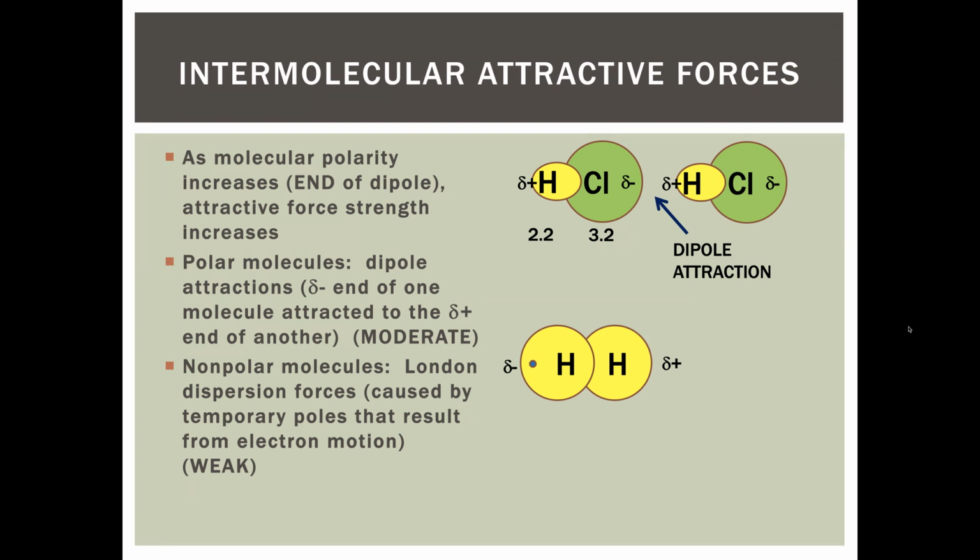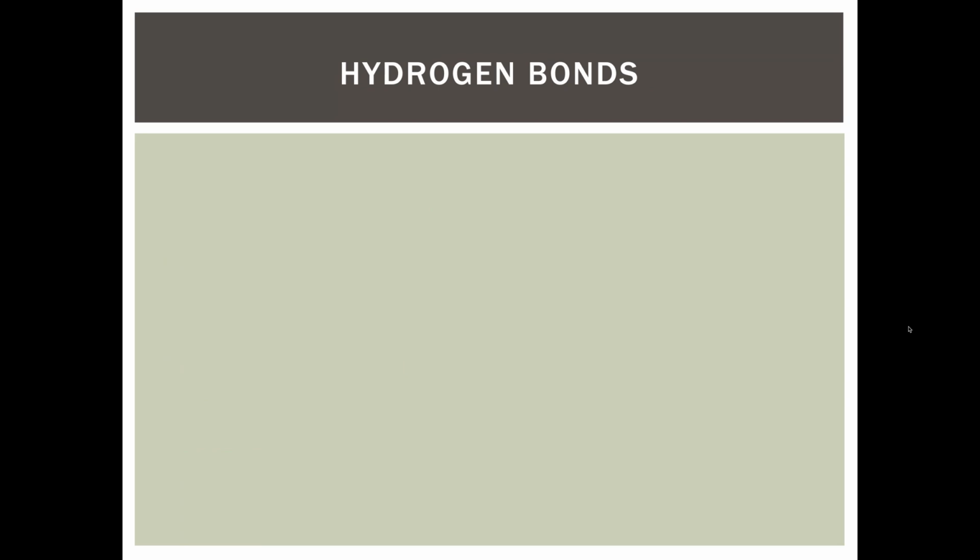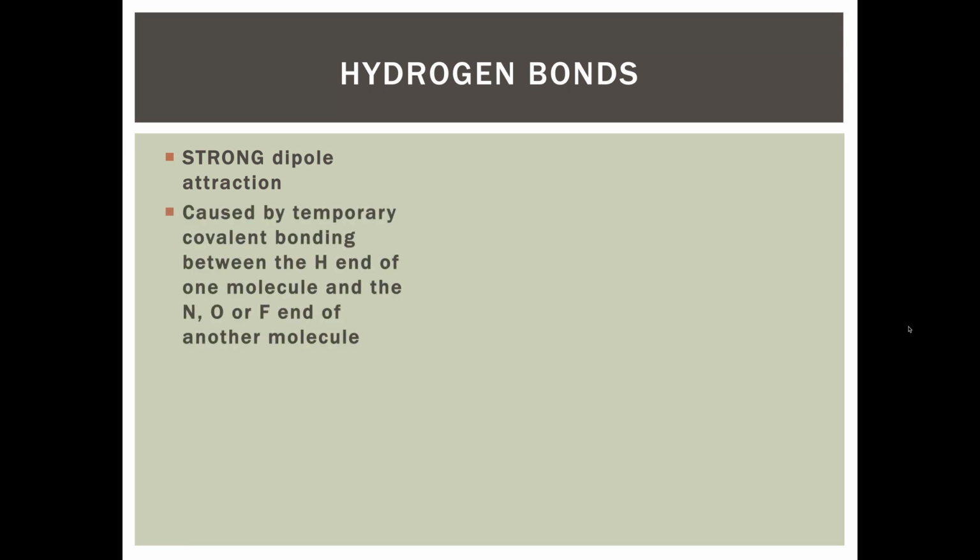So if you have permanent poles, you have dipole attraction. If you have temporary poles, you have London dispersion forces. But there's one additional type of attractive force. Remember I mentioned how water has an unusually strong attractive force for its size? Well, here's why. Hydrogen bonding. Hydrogen bonding not only has a strong dipole attraction, these molecules are very polar, but they also form temporary covalent bonds between them.